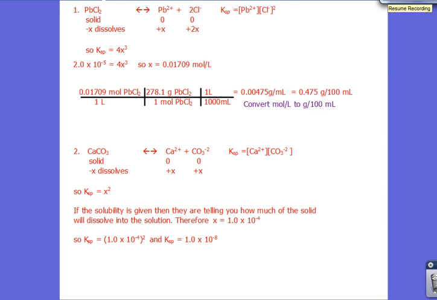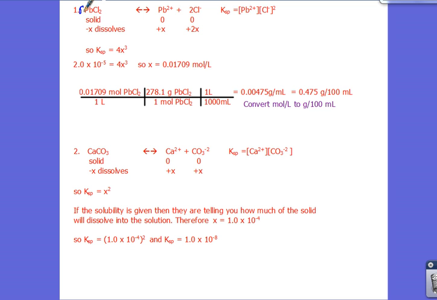Alright, give me a sec. Alright, I think I have found my KSP problems. So we have, this is actually cool. This is actually a demonstration I did in class. PbCl2 is a solid. It will barely dissolve in water. So first I wrote the reaction.